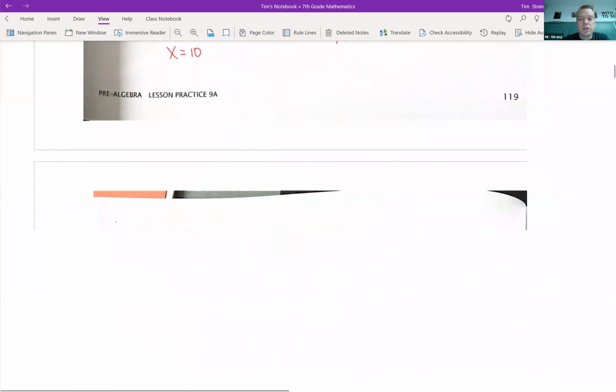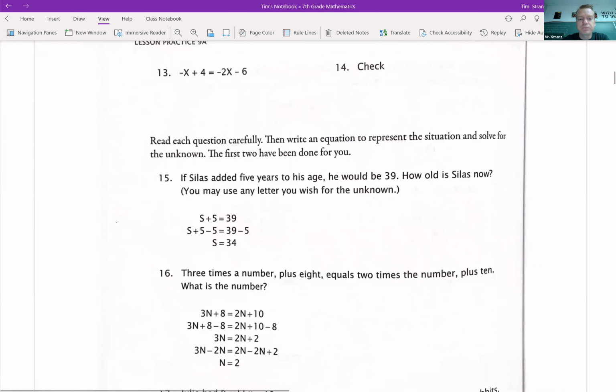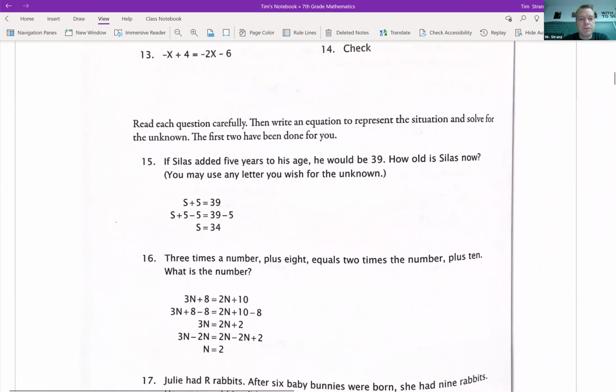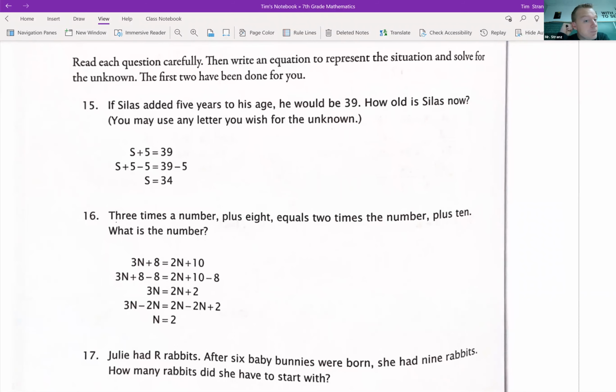Okay, if we go on to page 120, it's going to have you do one more there. These word problems, read each question carefully, then write an equation to represent the situation and solve for the unknown. The first two have been done for you. So let's look at the first one. If Silas added 5 years to his age, he would be 39. How old is Silas now?